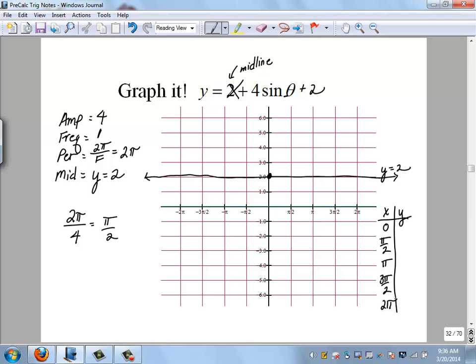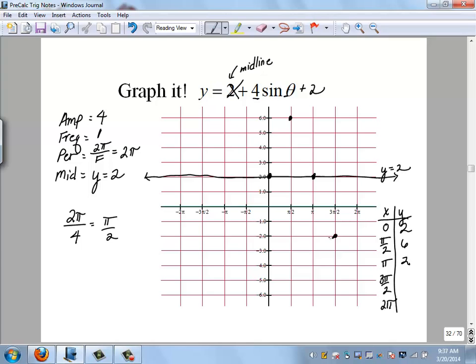Okay, so when I do this one right here, I start at 0, 0. Now I know this one is going to start right here at 0, 2, because that's the center now. And then it's got an amplitude of 4, so it's going to go all the way up to 6, which is its high point right here. So this is a 6. We're going to come back down to 2. And then we've got to drop 4 below, so it's going to come down to -2.